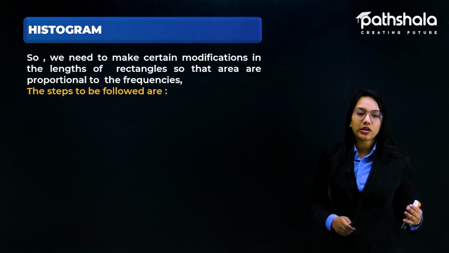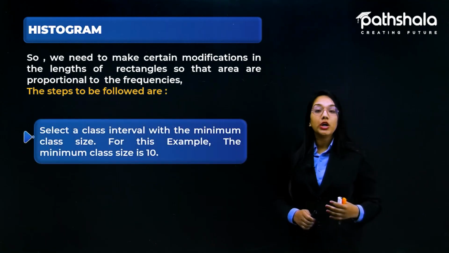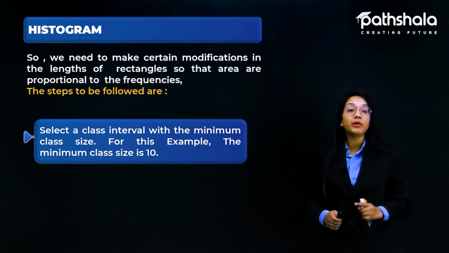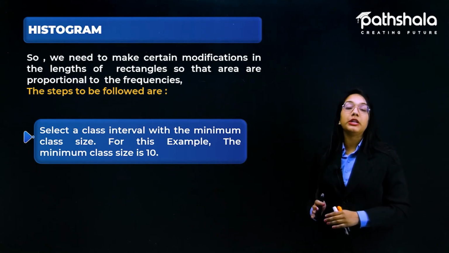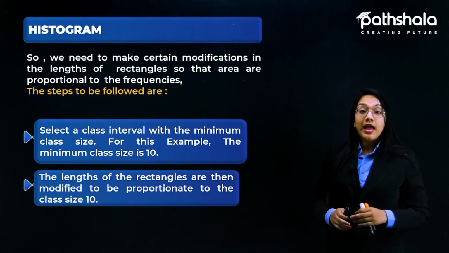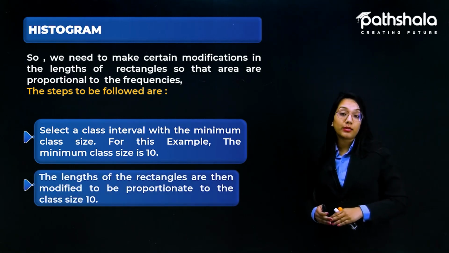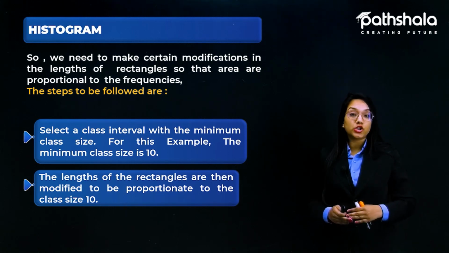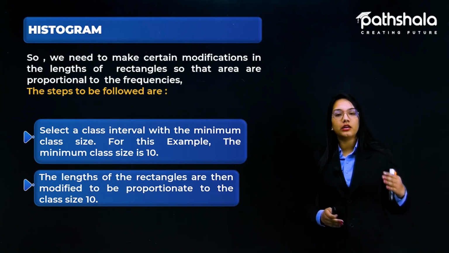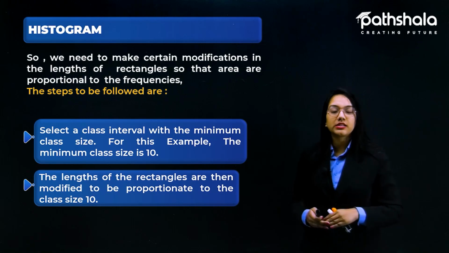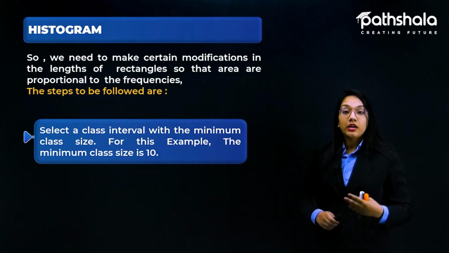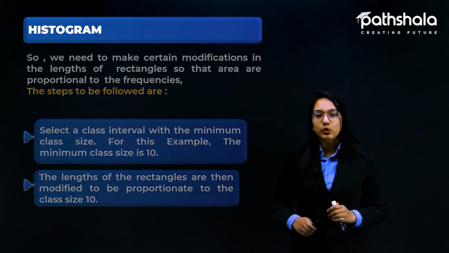There are some steps related to it. First of all, we have to select the class interval with the minimum class size, and for this example the minimum class size was 10. Then the lengths of the rectangles are modified to be proportionate to the class size 10. So we make the lengths of the rectangles in such a way that they are proportionate to the class size 10. Now let's see how we can do this.